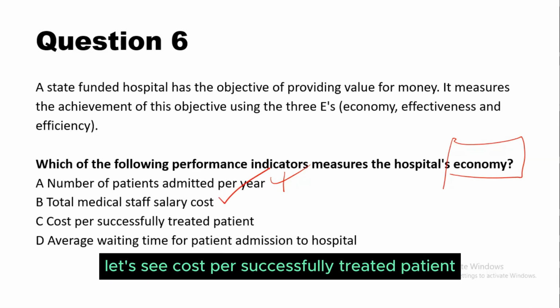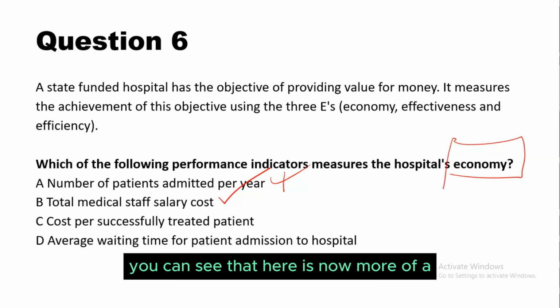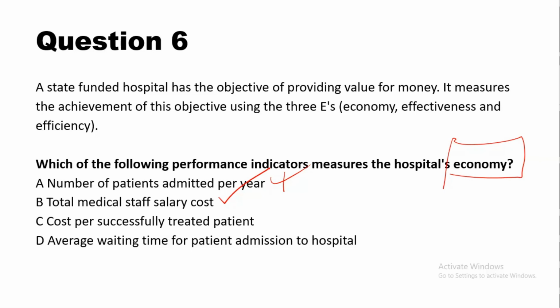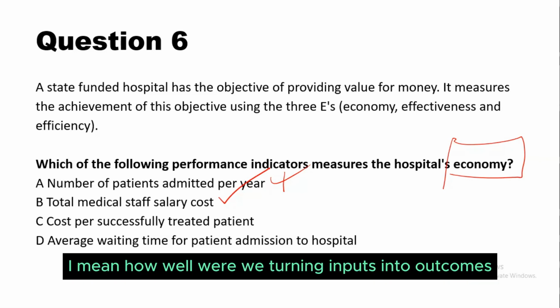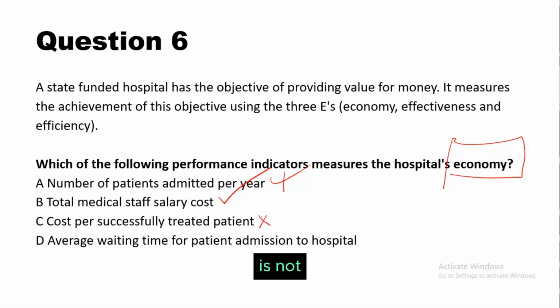What about C? Let's see. Cost per successfully treated patient. We are looking at, you can see that here is now more of efficiency. How well were we turning inputs into outcomes or into outputs? So this one again is not.